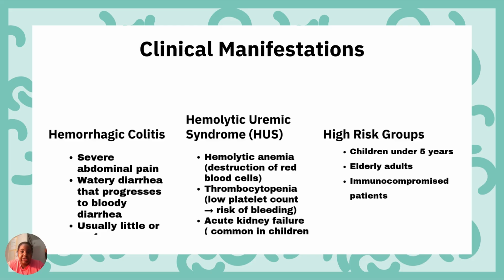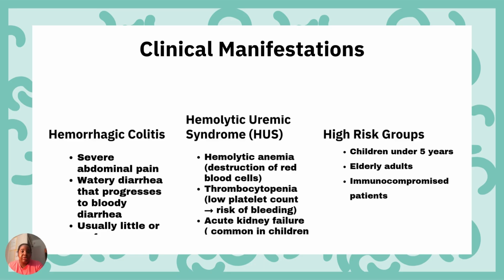Hemorrhagic colitis is a condition where patients often begin with severe abdominal cramps and watery diarrhea, as the bacteria damage the intestinal lining through attaching and effacing lesions and Shiga toxin production. The diarrhea turns bloody. Unlike many other bacterial infections, patients usually do not develop a high fever, which can help distinguish this illness from others.